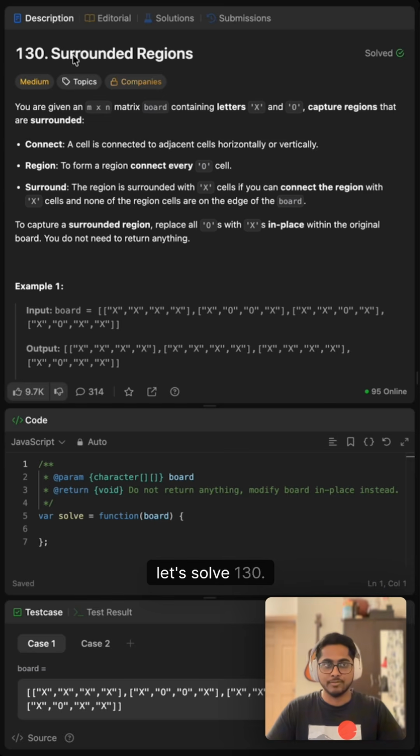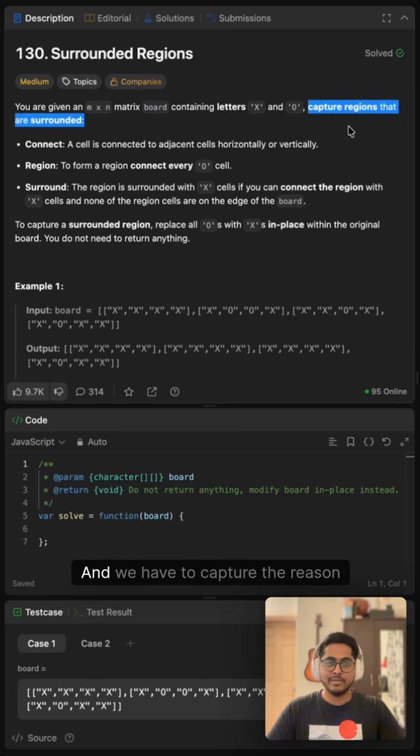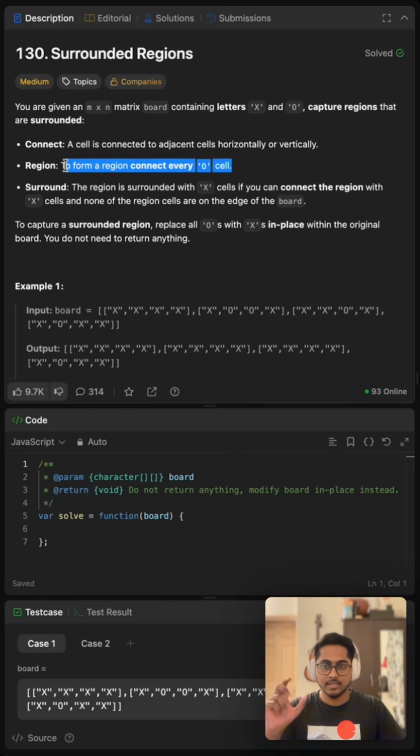So in this video, let's solve 130, Surrounded Regions. We are given an m cross n matrix board containing the letters X and O, and we have to capture the regions which are surrounded by X, and to form a region we have to connect every zero cell.